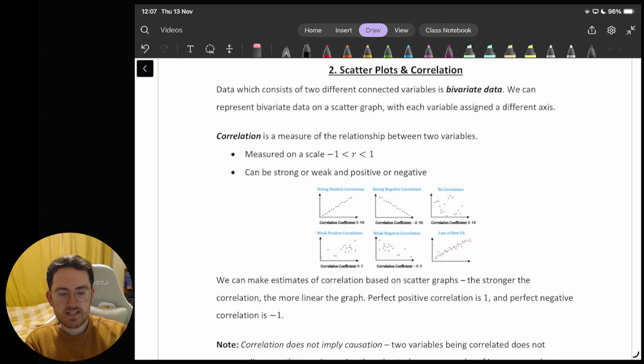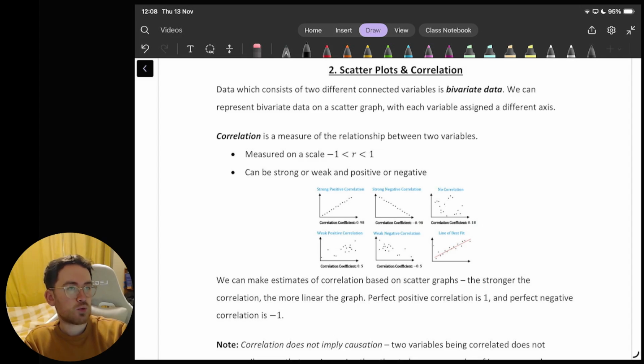Bivariate data is data which has two connected variables. So if we were looking at a person, we might look at their height and their arm span, which is a common one, and whether there's a relationship between them. We might look at age and shoe size or something like that. So, two variables or two things that are related to the same data.